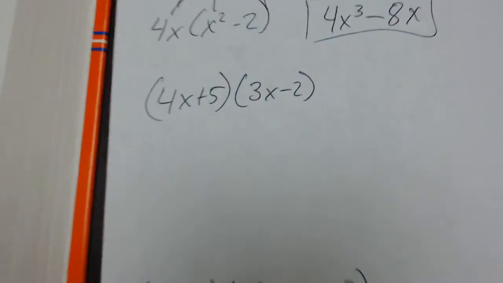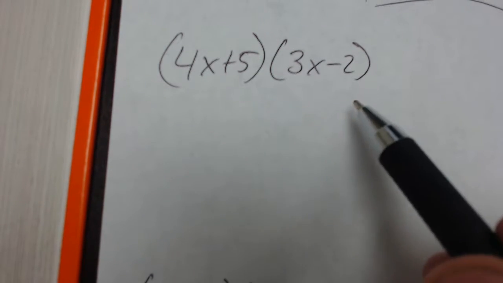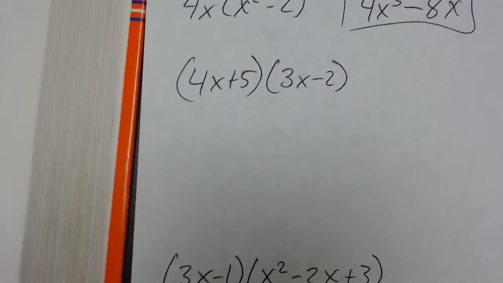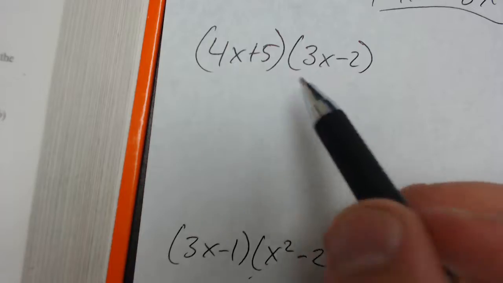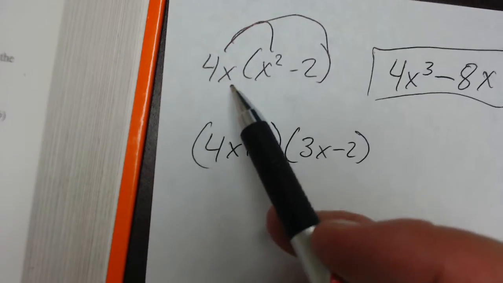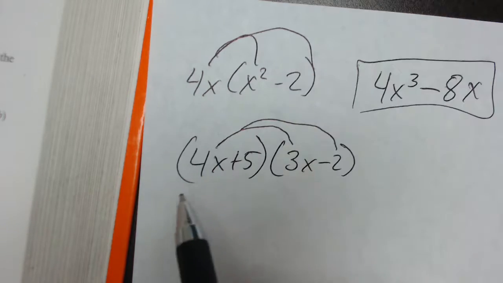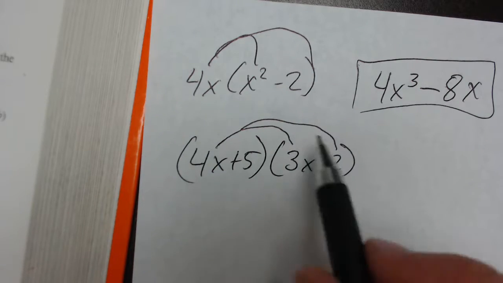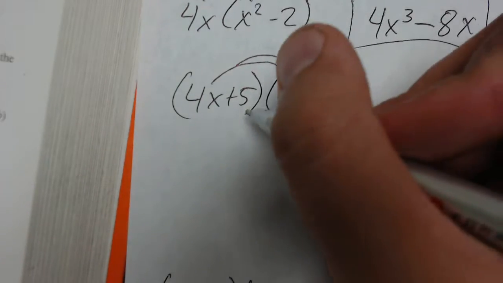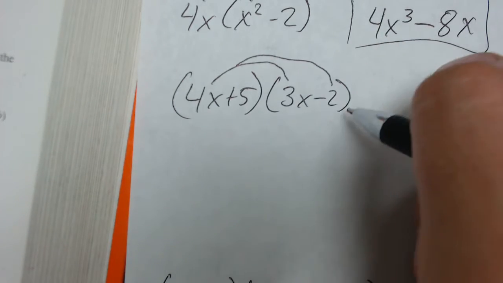Now, we're going to figure out how to do this with polynomials, right? So I have to figure out how to use the distributive property, but now I've got two terms instead of the one. Well, it's really simple. I just distribute each term. So I'm going to multiply 4x times 3x, 4x times negative 2. And then I'll multiply 5 times 3x, 5 times negative 2.